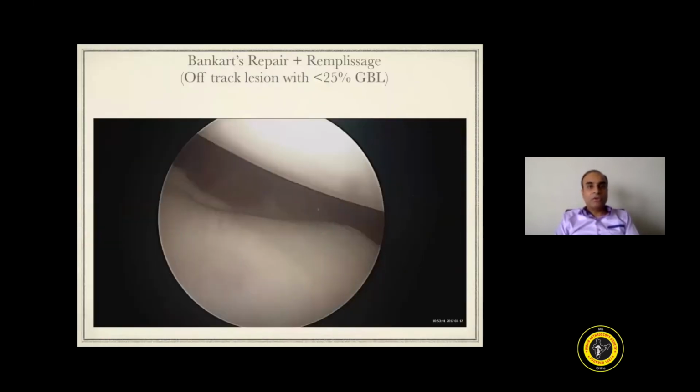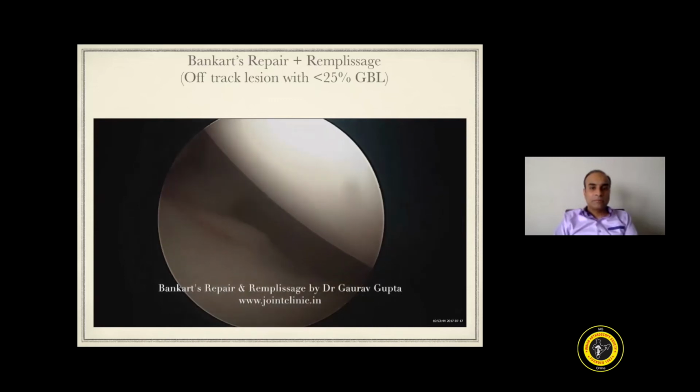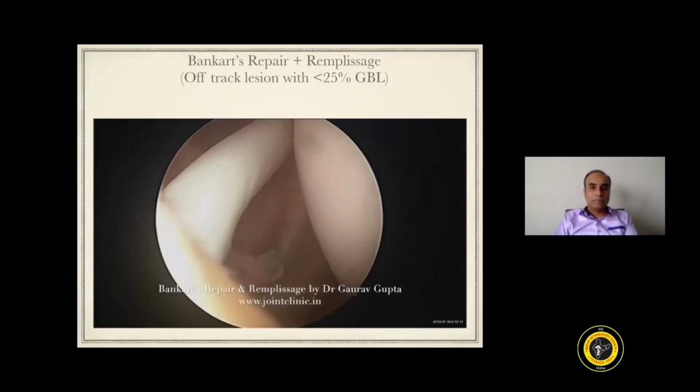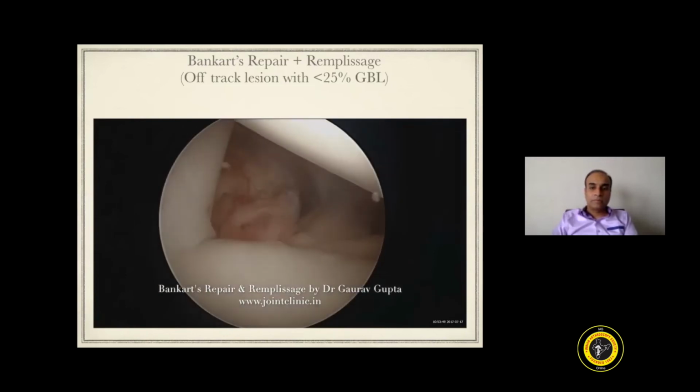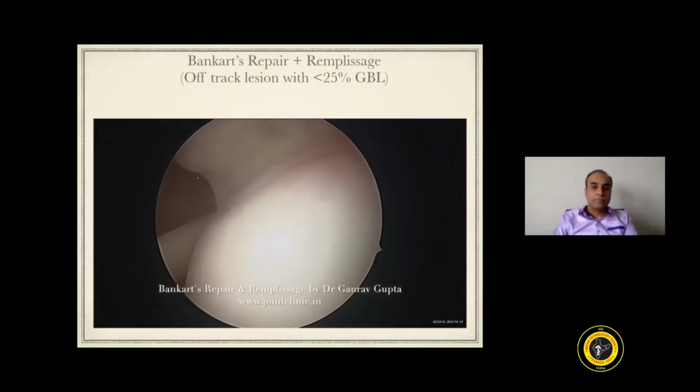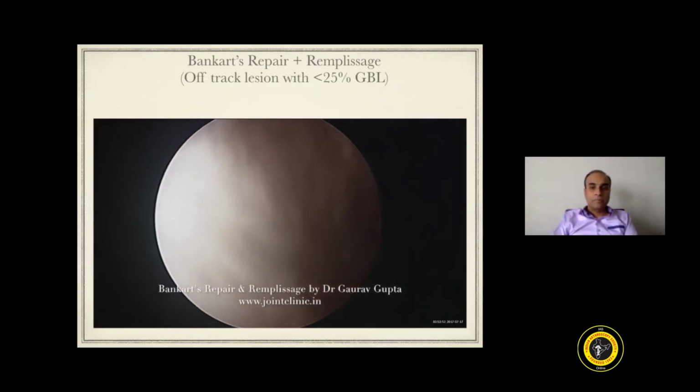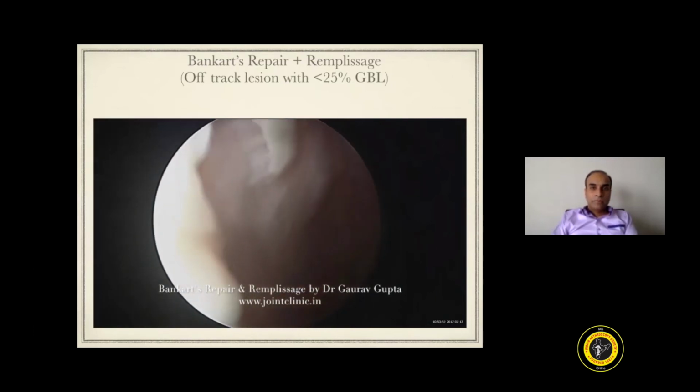So I'll take you through a short video where Bankart's repair and remplissage has been done so that you get some idea of what this surgery is all about. This is essentially for off-track lesions with less than 25% of glenoid bone loss. This operation is performed in the lateral decubitus position. We start with a diagnostic round looking at the biceps tendon, moving on to check the cuff, and at the back we see this huge Hill-Sachs lesion.